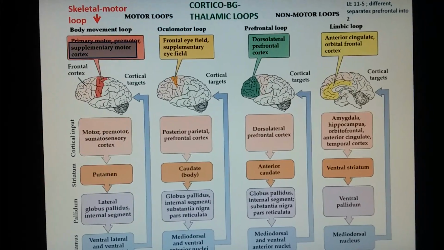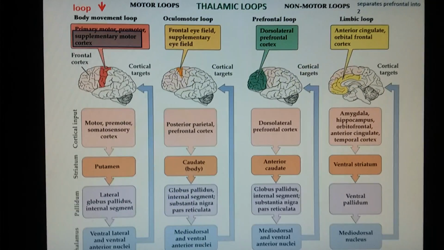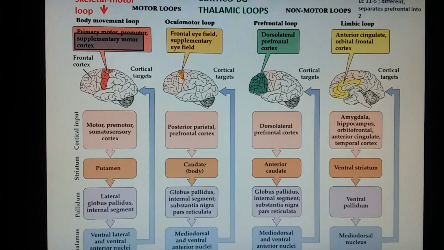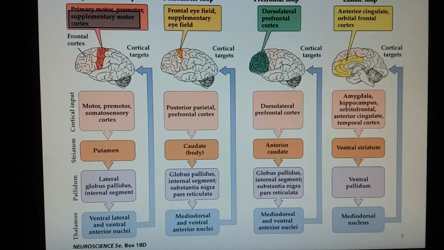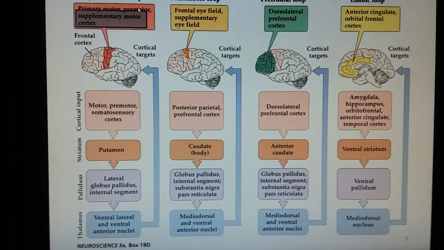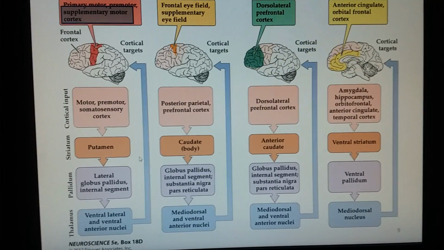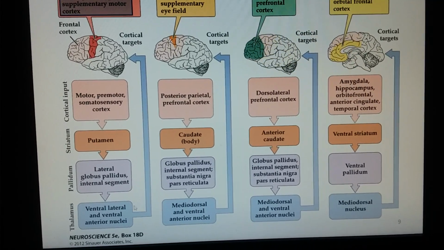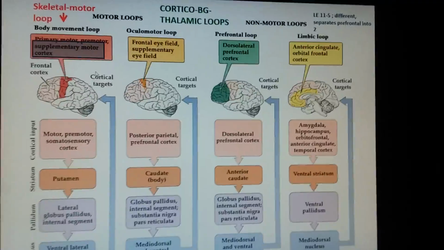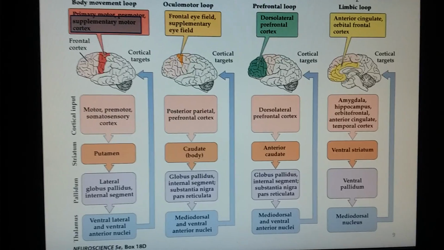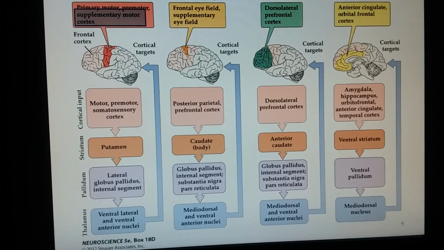Okay, busy slide, lots of information here. These are the major cortico-basal ganglia thalamus loops. Okay, and in all of these instances, the basal ganglia is getting information from areas of the cortex. Then it's being processed through the basal ganglia. Then that information goes to the thalamus, and then it goes back up to the same cortical areas that it came from. For right now, we're going to concentrate on this loop on the most left-hand side.